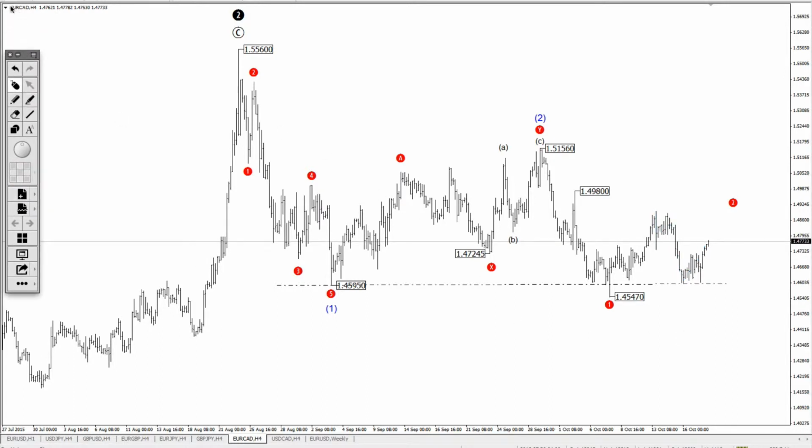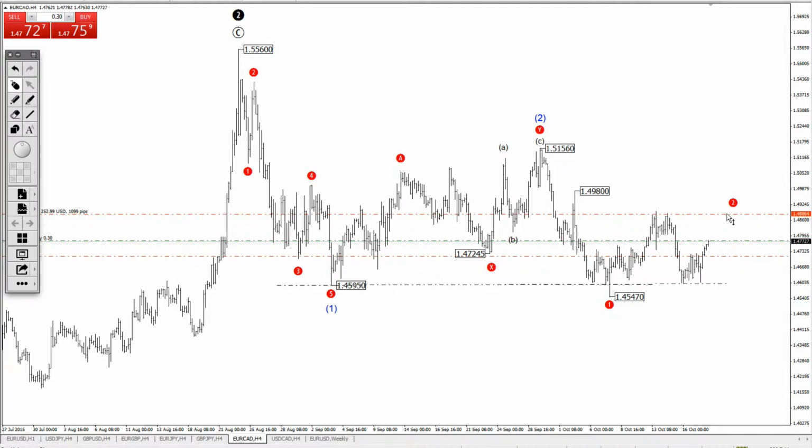Let's put a buy order here. Stop loss can be around 147.14. Take profit, let's put it on 148.845.